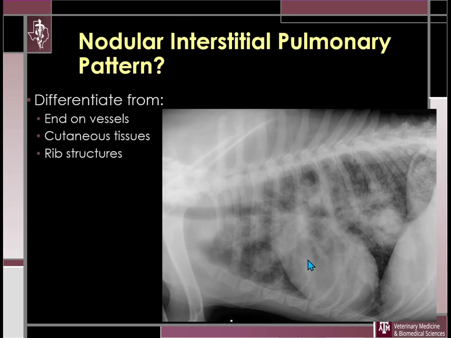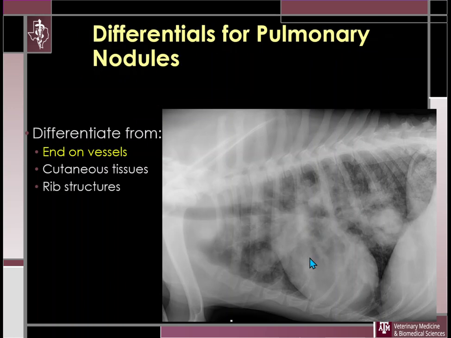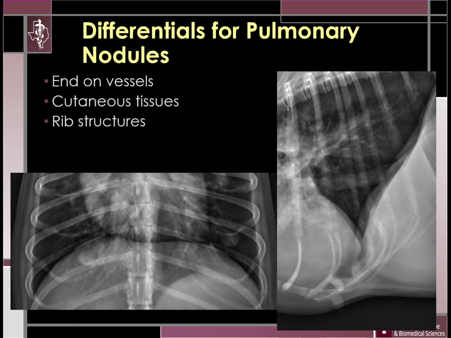You have to be able to differentiate a nodular pattern from these structures, and if you look at this animal, it looks like it has nodules in the lungs. However, when we start looking at these, it actually seems to be contiguous with structures around it. So this is a tubular structure. So these are actually examples of end-on severely enlarged pulmonary arteries. This is very common with heartworm disease, and you can also see it with pulmonary hypertension.